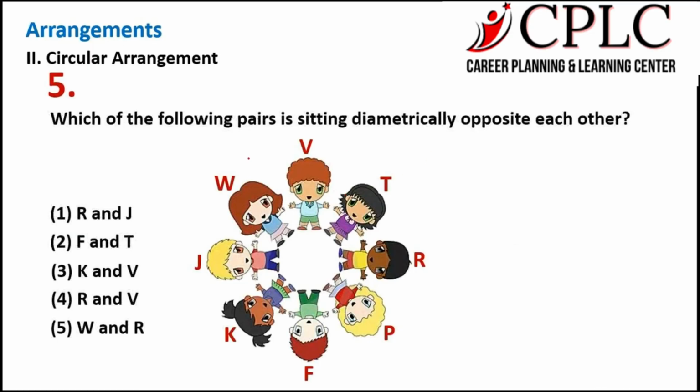Last one, which of the following pairs is sitting diametrically opposite to each other, that is facing each other in a way. So first answer option R and J. Oh yes, and that is clearly the answer. So again, no need to look at the answer options. So first one is the correct one.